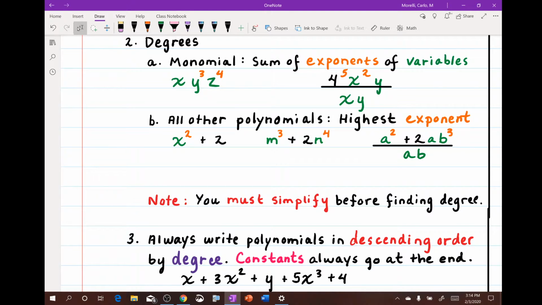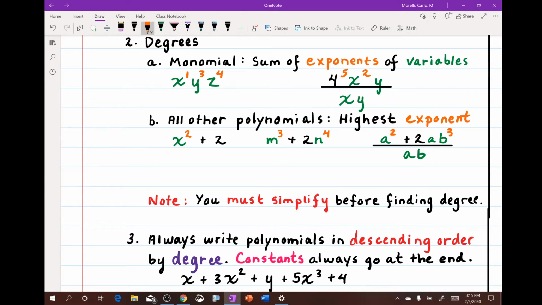So now we'll talk about degrees. For monomials, the degree is just the sum of the exponents of the variables. So let's do an example. X, y cubed, z to the fourth. Diego, what is the sum of the exponents? It's a trick question. There's one hidden exponent. And it's not me hiding it. They're never going to put that, ever. But you have to know it's there. So you add those orange numbers and you get 8.